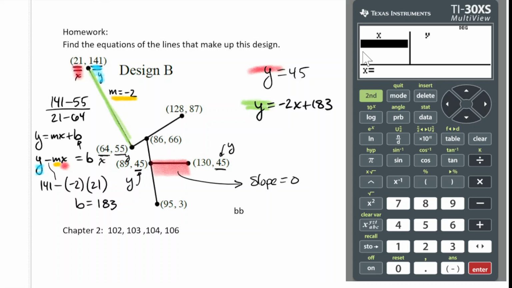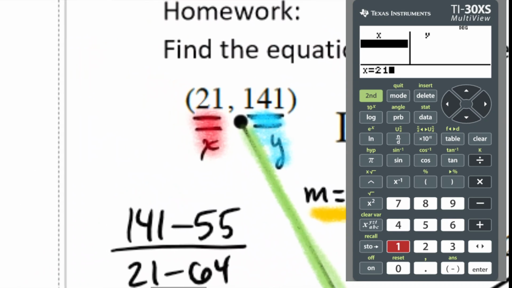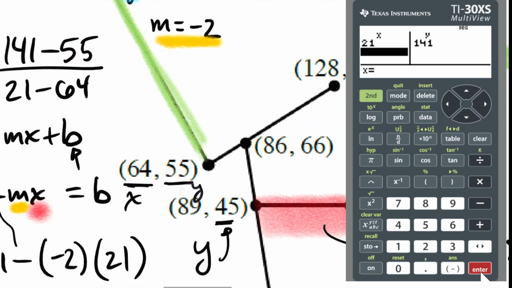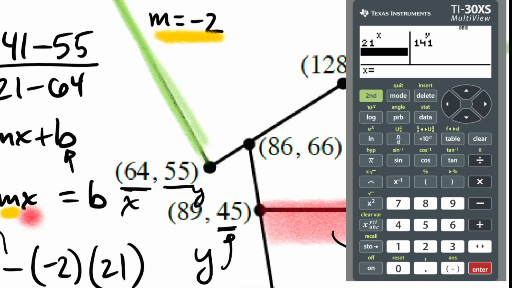Now, this is what ask looks like. I can type in an x value, and when I press enter, it's going to tell me the y value that goes with it. Now look on our screen. We know that when x is 21, y should be 141. So what I'm looking for when I type in 21 is a y value of 141, and we got it. So it certainly works for that point, but it really has to work for both points if I want to ensure that it's actually on that line.